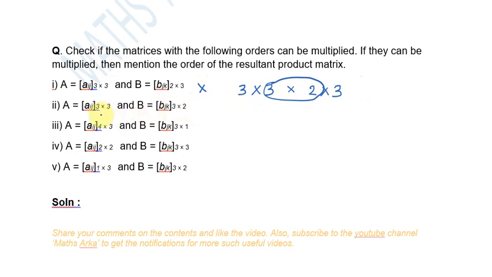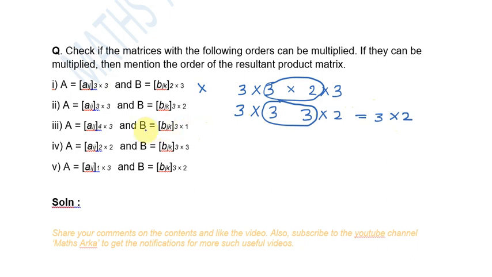Okay, second one. The order of A is 3 cross 3 and the order of the second is 3 cross 2. So what do we see over here? These two are equal. The number of columns of the first matrix is equal to the number of rows of the second matrix. Then what would be the order of the resultant matrix? The order would be 3 cross 2.